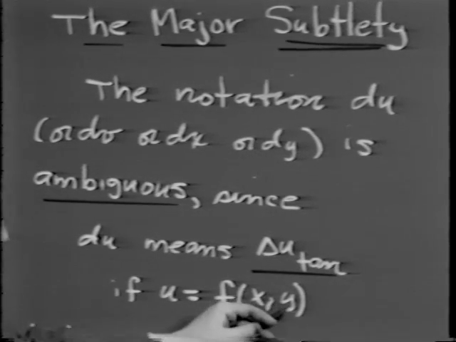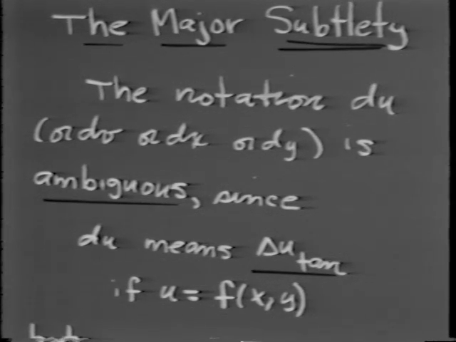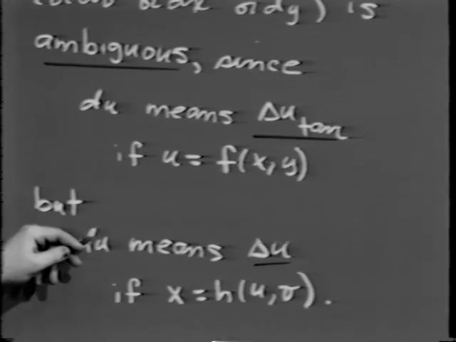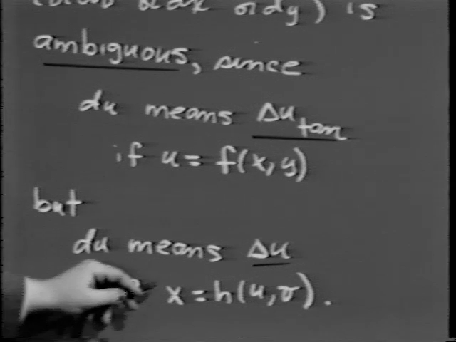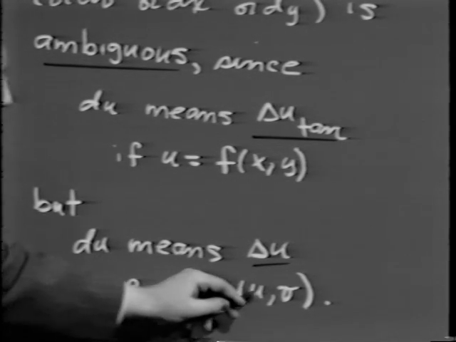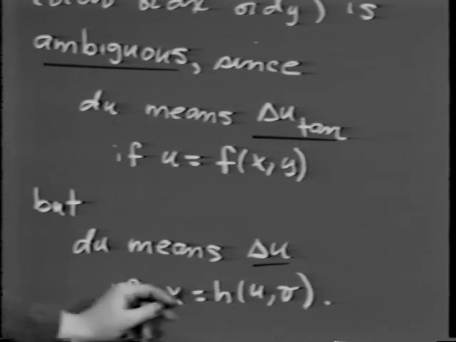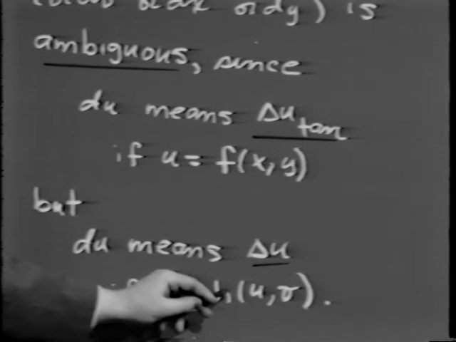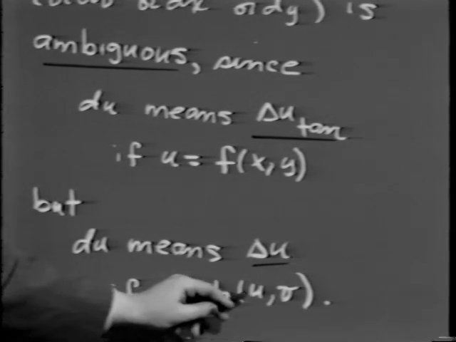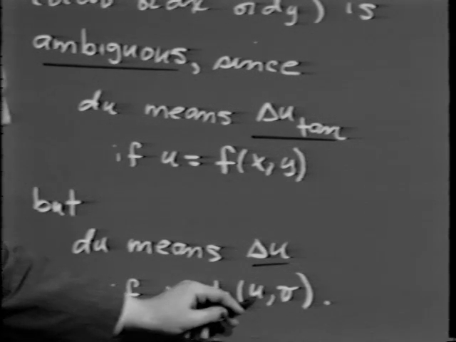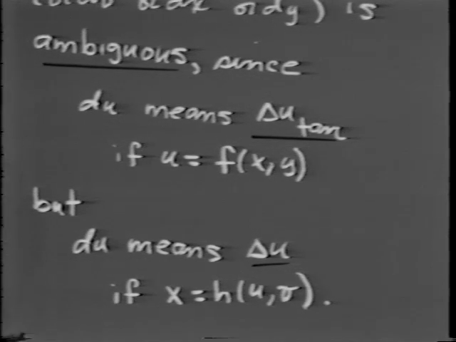On the other hand, if we inverted this, what I mean by inverted is that if we assume now that x and y are expressed in terms of u and v, for example, suppose x is some function h of u and v, what does du mean now? Notice that now u is playing the role of an independent variable.